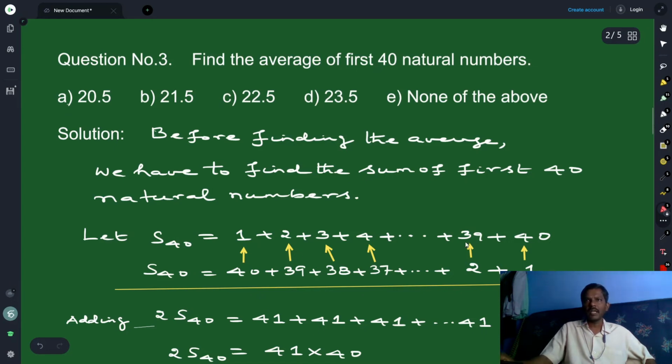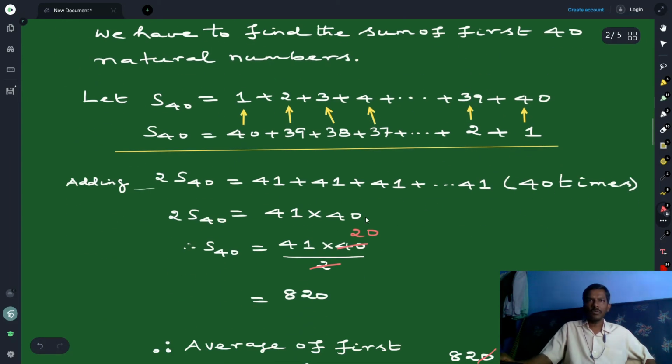How many times will you get 41? There are 40 terms, so you will get 41 forty times. When you add up the two S40s, that becomes 2 times S40. So 2 times S40 is 41 times 40. Now S40 is equal to 41 times 40 divided by 2. You can cancel 2 and 40 to get 20, and 20 into 41 is 820.